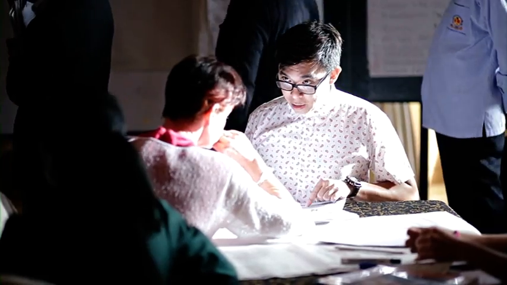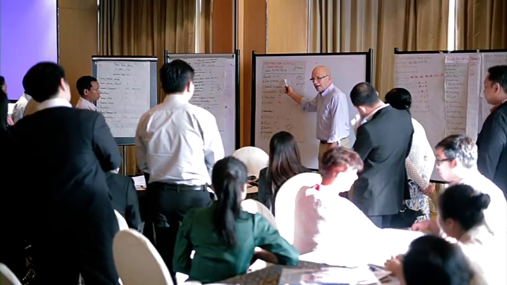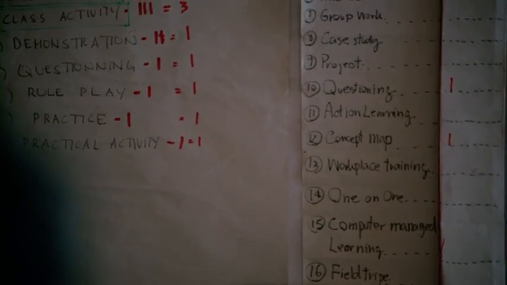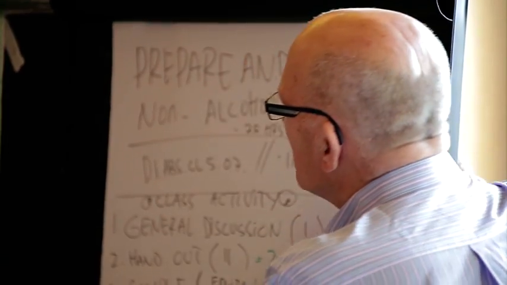We have to read the competency carefully, read the element, read the performance criteria in each element, and then we analyze. We have to select which teaching method to apply in each element or performance criteria in order to get to the last stage, where the trainee has competence.